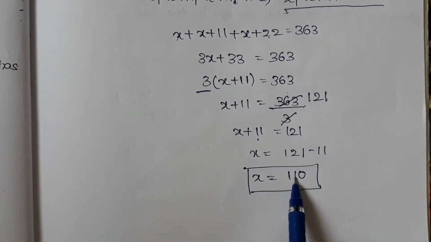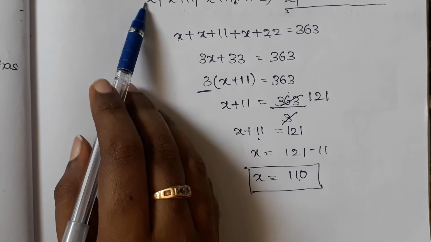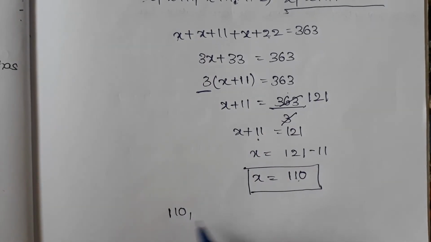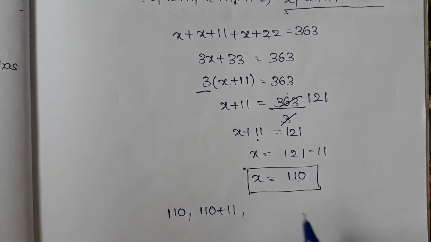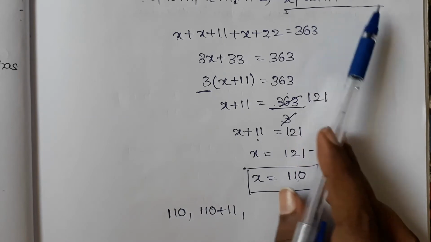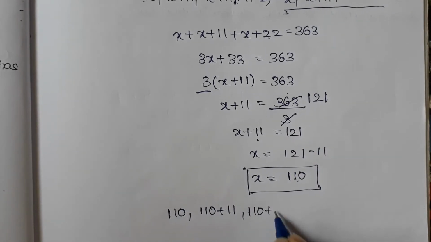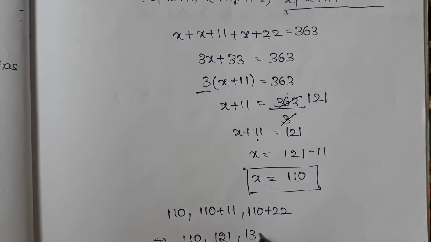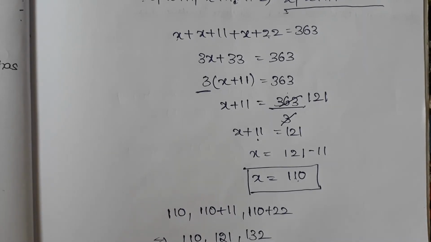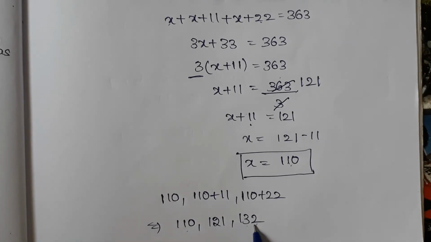And x equals 110 is nothing but the first multiple of 11. Here 110 is the first multiple of 11 and the second multiple is x plus 11, that is 110 plus 11, and the next multiple is x plus 22, that is 110 plus 22, so the 3 consecutive multiples are 110, 121, 132. These 3 are the consecutive multiples of 11. This is about the fifth question.